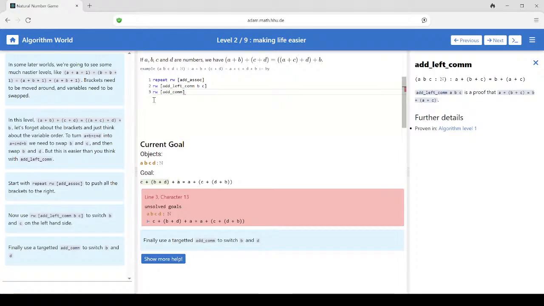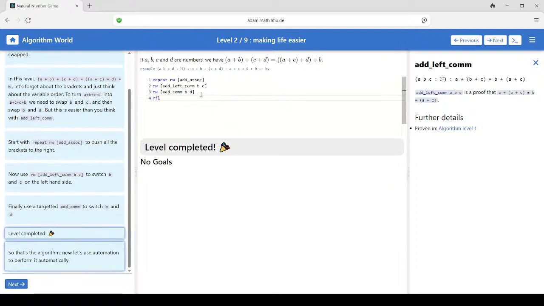And that swapped a whole bunch of stuff that I don't want to do. In fact, it took C. Yeah, it switched the places of this A and this whole thing. But all we want to do is change B and D. And that's it. There we go. Now let's use automation to perform it automatically.